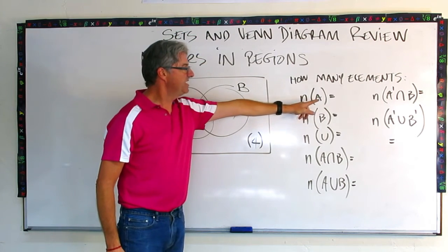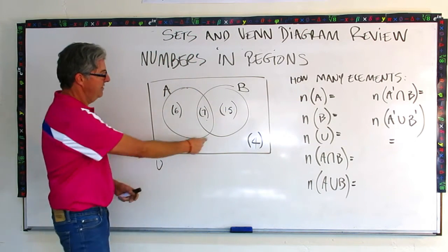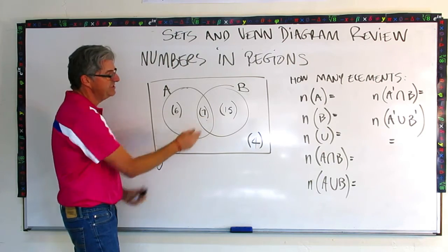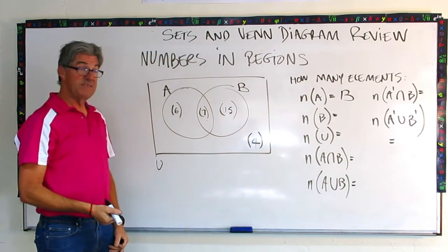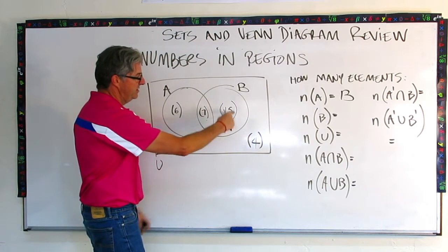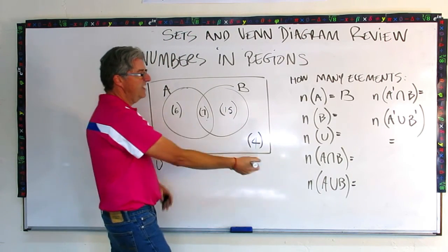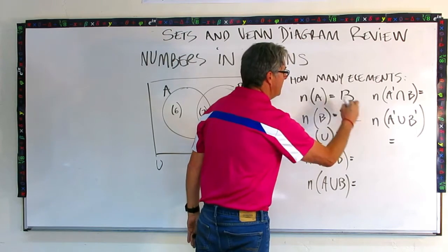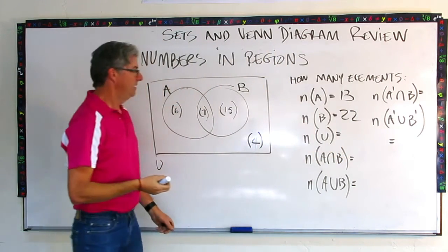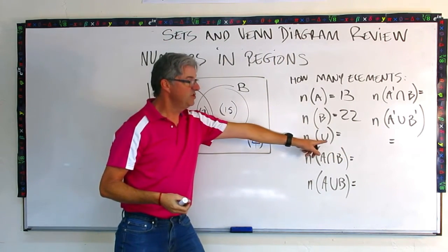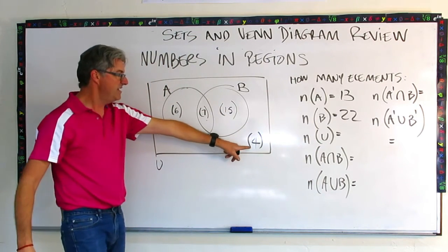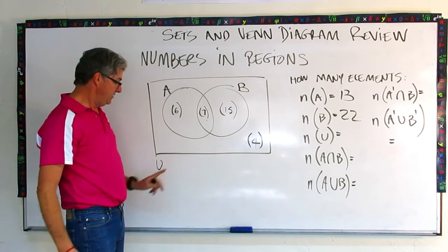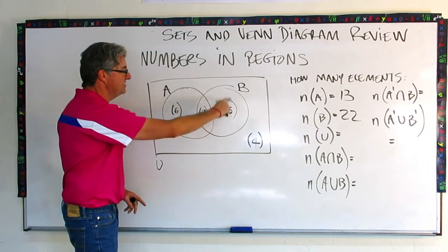The number of elements in A is the A circle, so it's 6 plus 7, so that's 13. The number of elements in B are this area with these two, so that's going to be 22. The number of elements in the universal set is everything, all 4 of these numbers. Remember, that means that there are 4 things in this universal set that are not inside A and B.